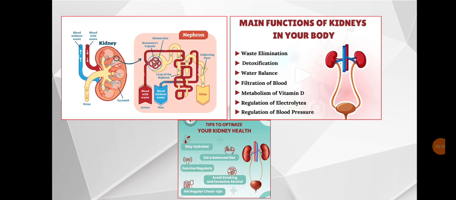So in the overall structure of the kidney, the nephron is inside. That nephron plays a huge role in our excretion as well as the filtering of molecules inside our human system. What are the main functions the kidneys are doing? First, waste elimination.